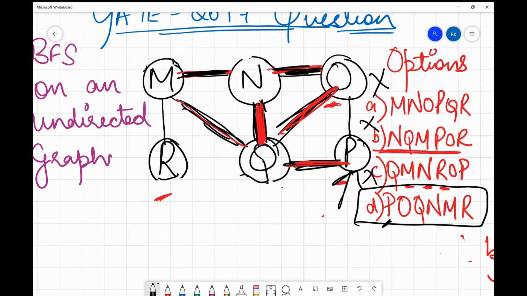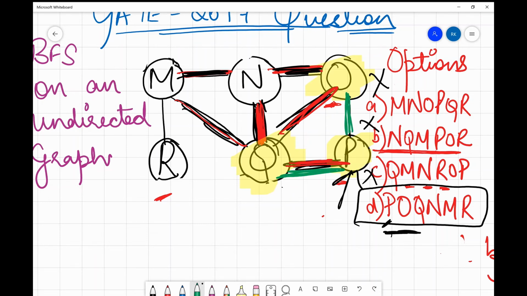Now the neighbors of P are Q and O. I can process them in any order, right? I can also write O and Q, that does not matter. So till here it is fine. P, O, Q. Okay, fine. So I mark them processed as well. Then I mark P, I mark O, I mark Q. So far so good. Let's choose green, let's say.